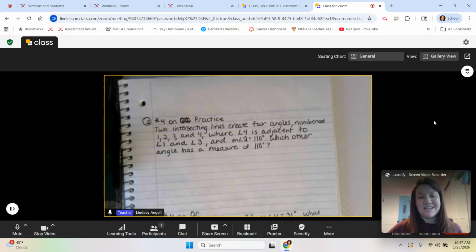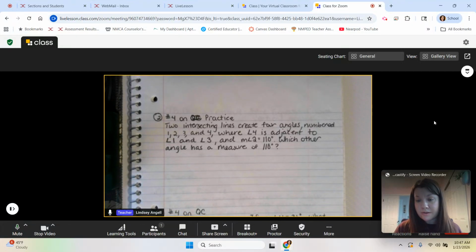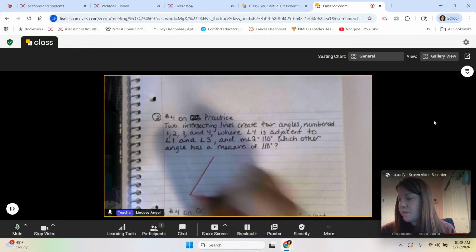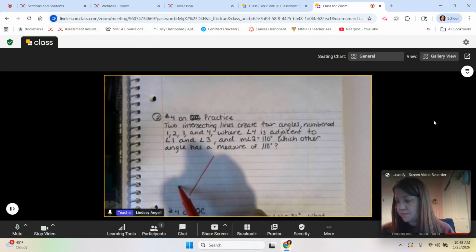Number 2, which is also number 4 on your practice. Two intersecting lines create 4 angles, numbered 1, 2, 3, and 4, where angle 4 is adjacent to angle 1 and angle 3, and the measure of angle 2 is 110 degrees. Which other angle has a measure of 110 degrees? In this particular problem, the reason I chose it is because there's a lot of vocab that we need to know. First, we need to know two intersecting lines, which means we've got one line and line number 2.